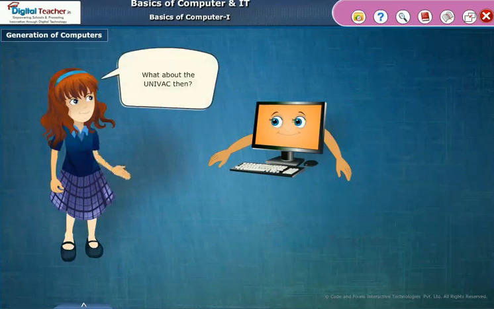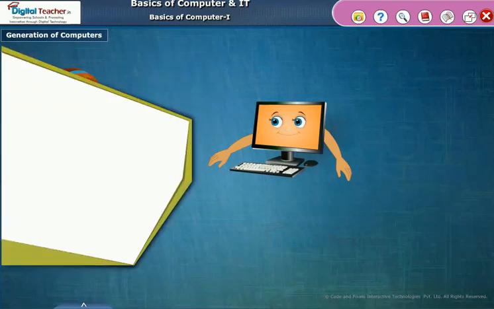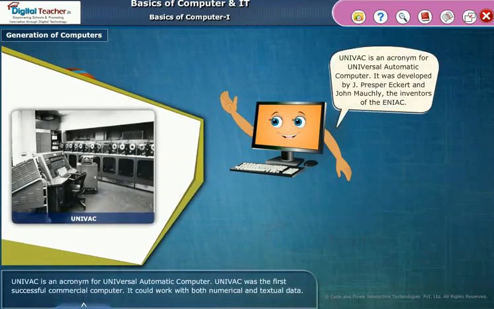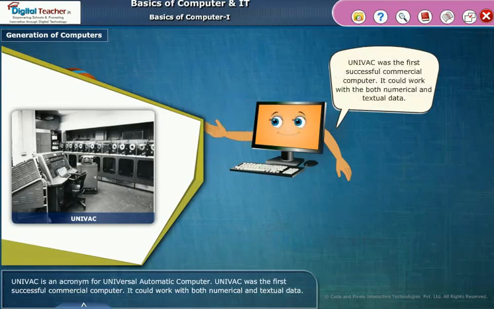What about the UNIVAC then? UNIVAC is an acronym for Universal Automatic Computer. It was developed by J. Presper Eckert and John Mauchly, the inventors of the ENIAC. UNIVAC was the first successful commercial computer. It could work with both numerical and textual data.